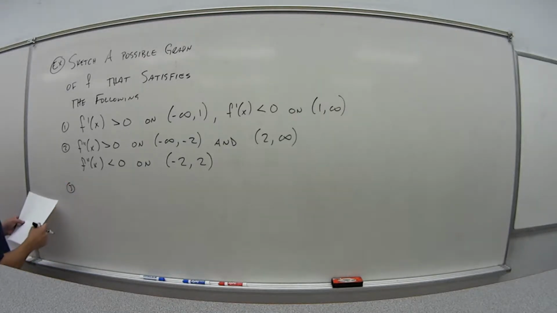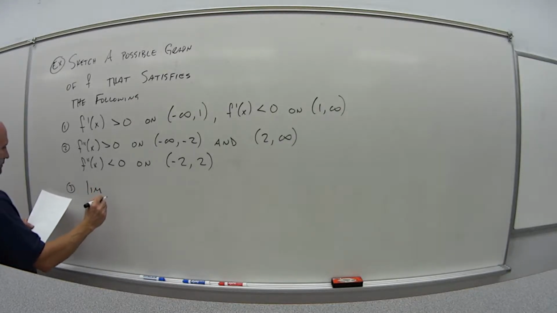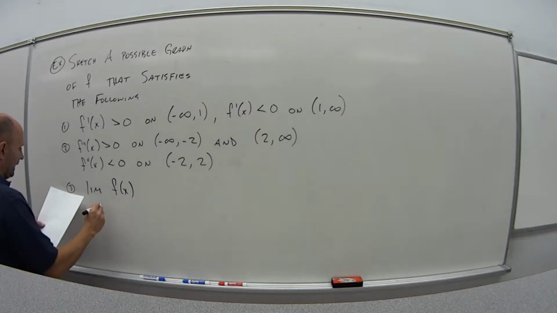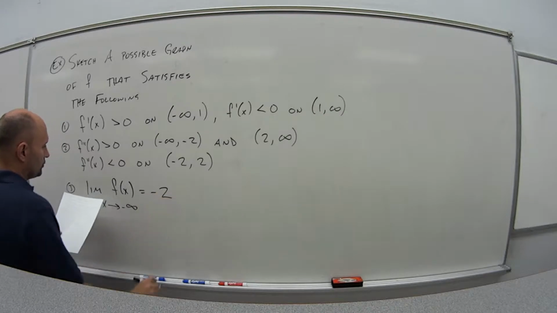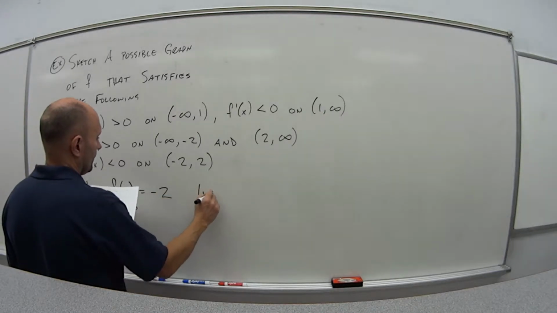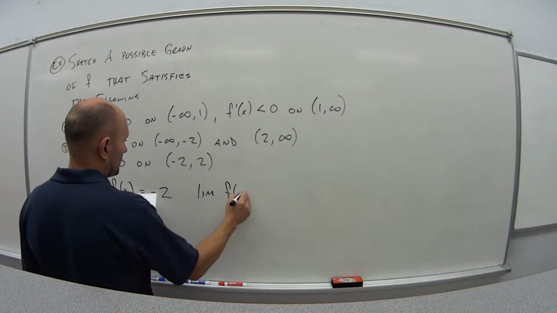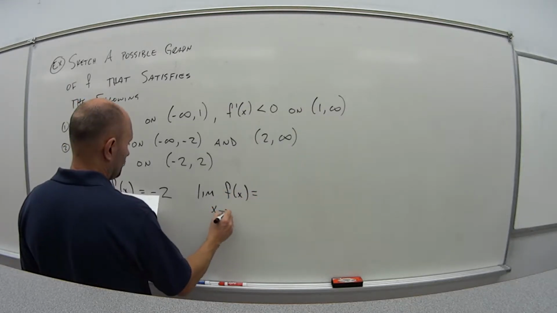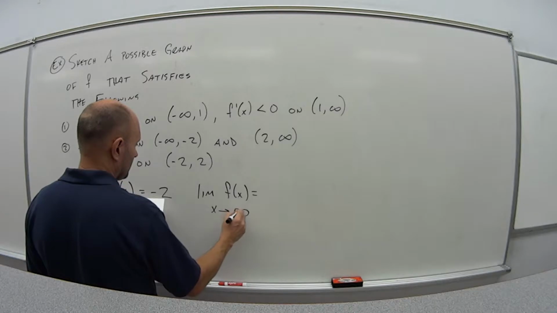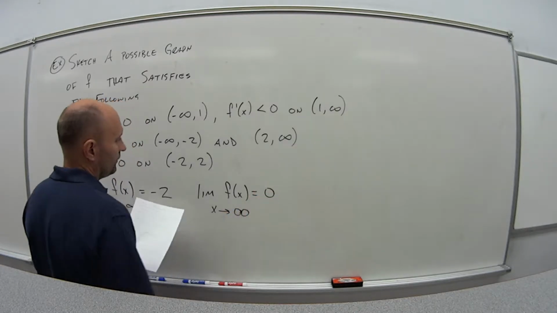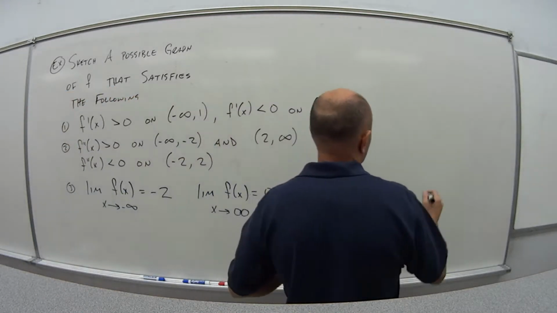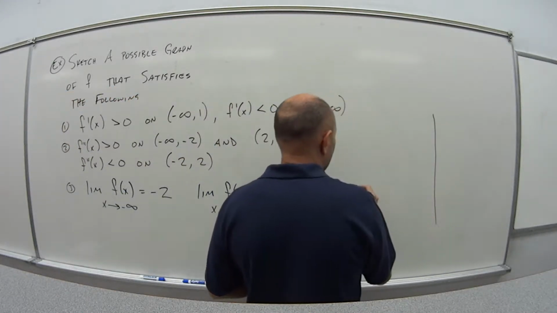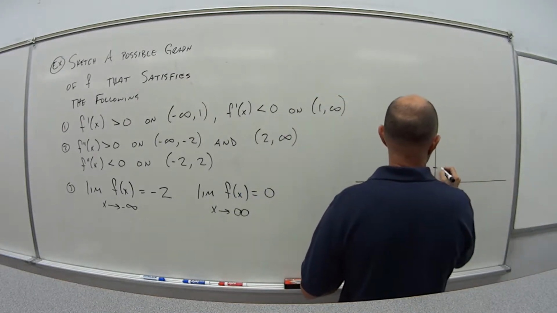And then third, the limit of the function as x approaches negative infinity is equal to negative 2, and the limit of the function as x approaches positive infinity is equal to 0. So we don't know anything else about the function other than this information.